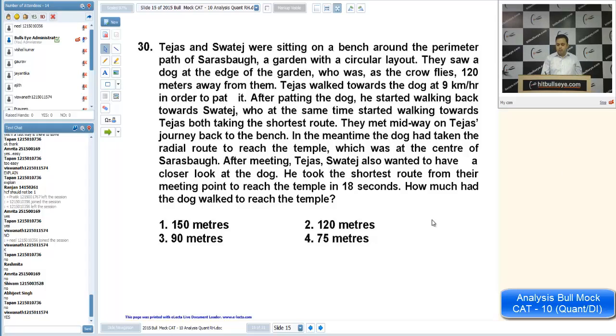So actually there is a circular garden or park like this, and these two people, Tejas and Savtej, let us say they are standing here, and the dog is somewhere here. Now Tejas walked towards the dog at 9 km/h, and again it is given that they both are taking the shortest route. So that means Tejas will walk along this line.